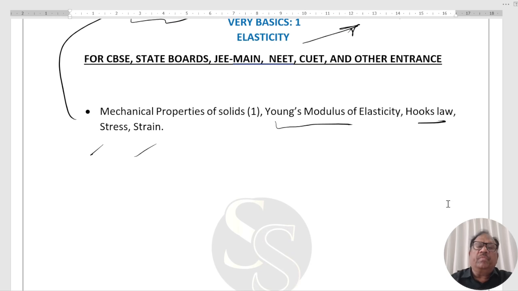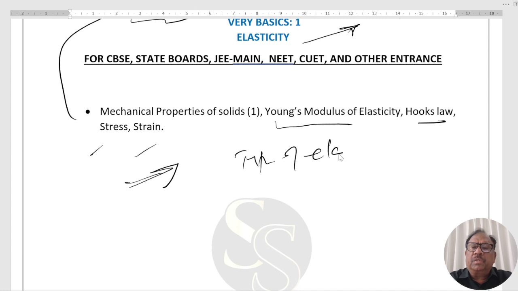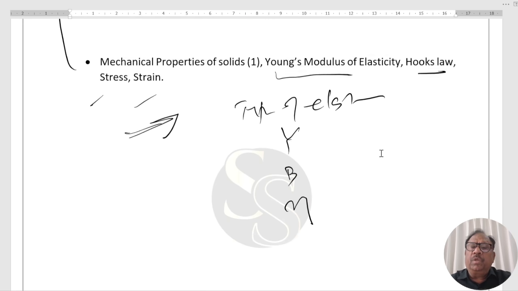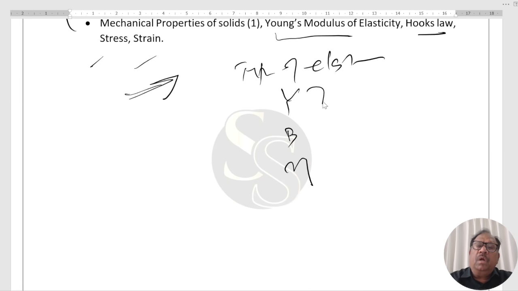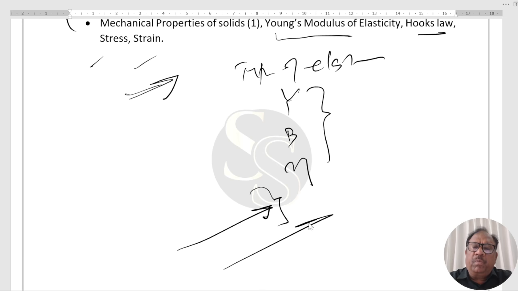In today's session, we are going to discuss types of elasticity, that is Young's modulus, bulk modulus, modulus of rigidity. How they are defined? All concepts are being cleared through illustrations. Please go through the complete session, it is going to be very important. Now let's start with the question and concepts.